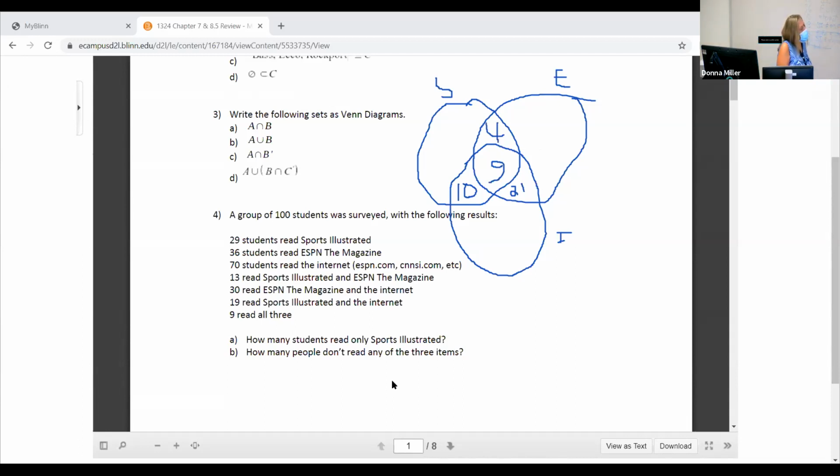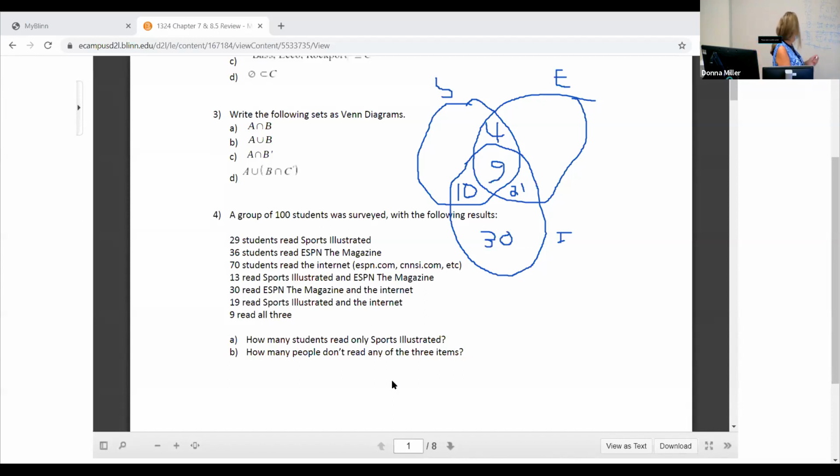All right, 70 total read the internet. So that means the sum of all these numbers needs to add to 70. So I'm going to do 70 minus 10 minus 9 minus 21. I need to calculate that. So I'm going to calculate what that number is. 30. What is it? 30. So this number needs to be 30. That means I'll add to 70. Right? So to get the internet, to get the I circle to add to 70, this guy right here needs to be 30.